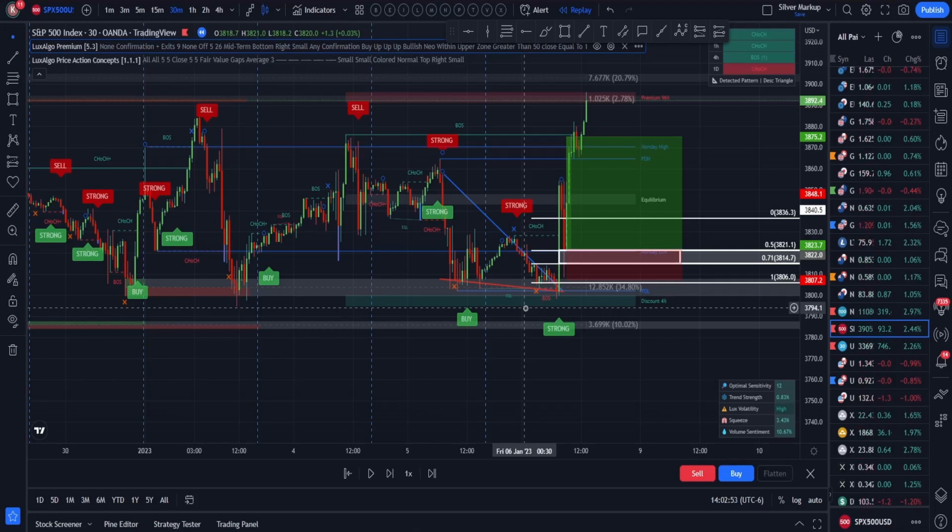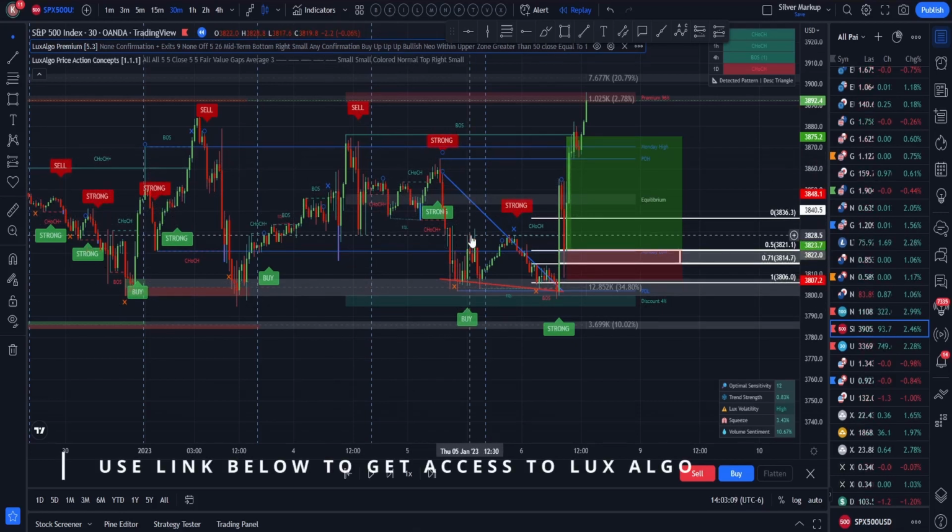And before this, it was hard to figure out, okay, where was Monday's high? You have to go and mark all of this stuff up. Everything you see here, you have to mark it up. You may not have labeled break of structures and change of characters, but you would have paid attention to them with your eyes. With Lux Algo, you don't have to do that. That's why I love this software so much.